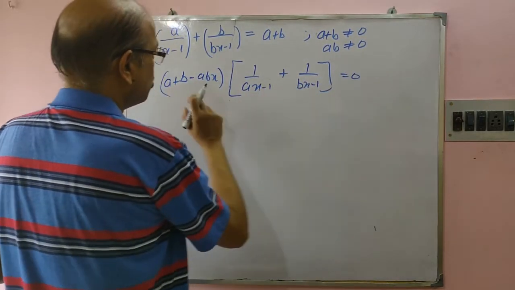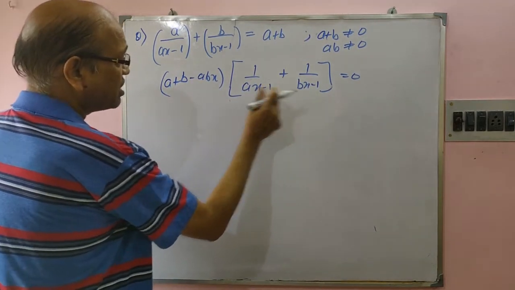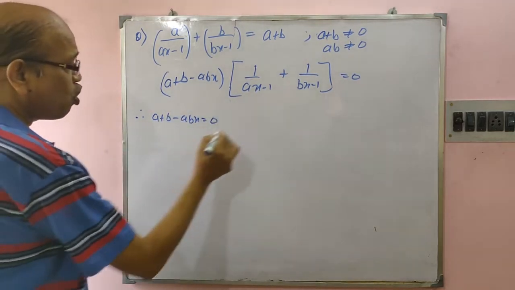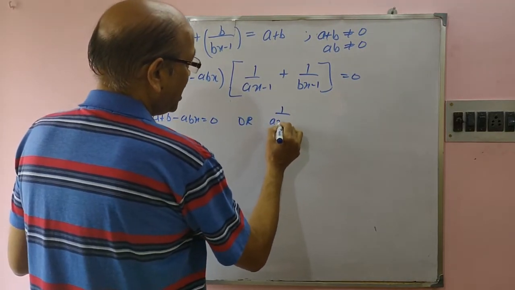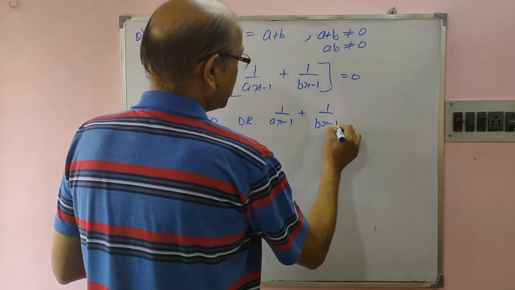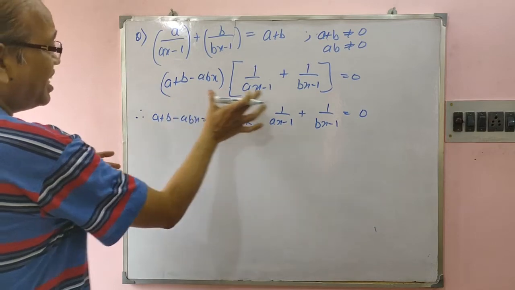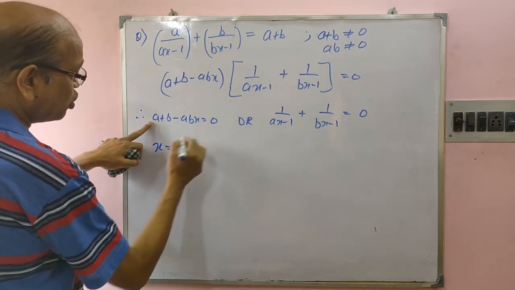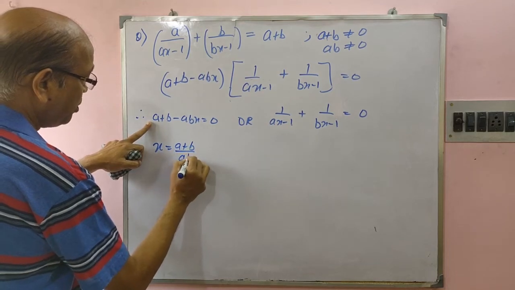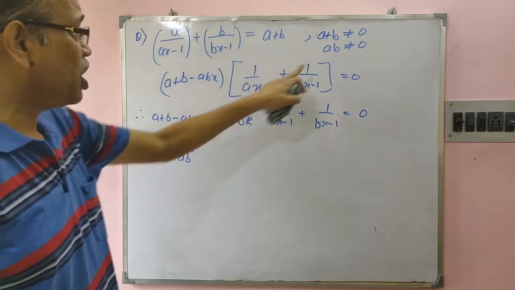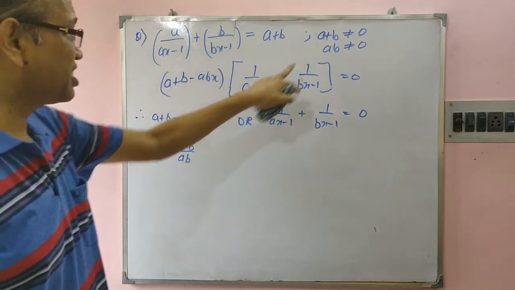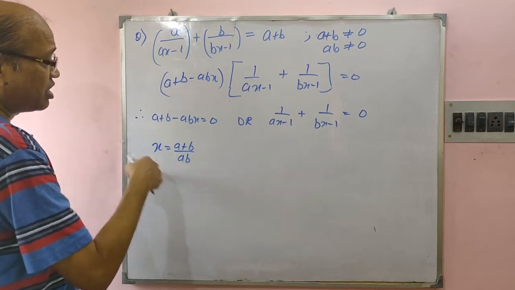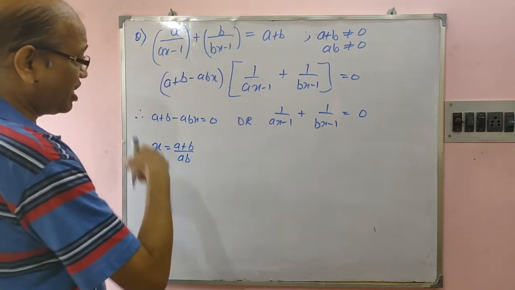Then when this is equal to 0, either this is equal to 0 or this is equal to 0. Therefore either a + b − abx = 0 or 1/(ax − 1) + 1/(bx − 1) = 0, because this is one factor and this is another factor. So in this case x = (a + b)/ab, and it is given that a + b is not equal to 0 and ab is not equal to 0, because if ab is 0 then this would have no value, it is undefined. Therefore this is one of the answers.